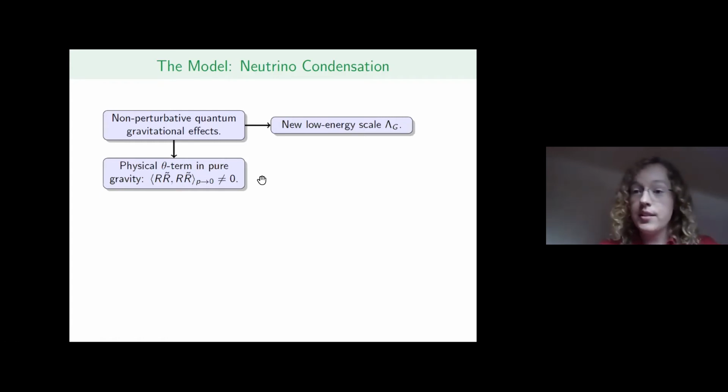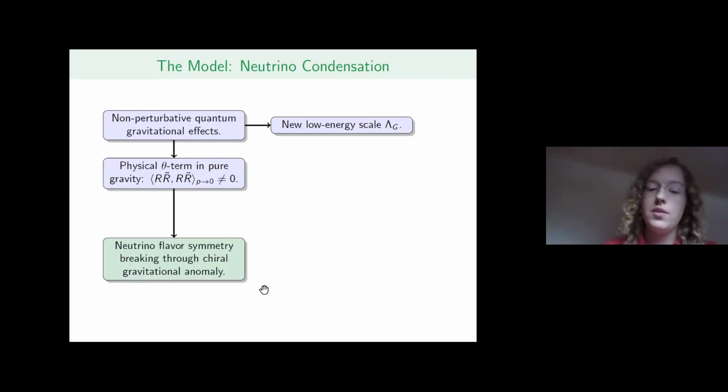So from a theoretical side, the only input assumption that we have here is that the scales should be very strongly suppressed with respect to the Planck scale, because non-perturbative effects are always either exponentially or power law suppressed with respect to the cutoff scale. So this is the pure gravity side.